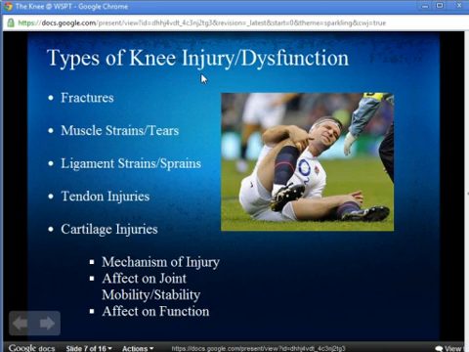And the other injury will be muscle strain or ligament sprain. There are two terms that we also come across on a daily basis, the strain and the sprain. So what exactly is a strain, and what exactly is a sprain? Does anybody have any idea, what's the difference between strain and sprain?